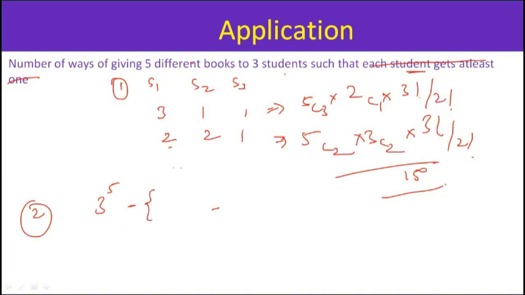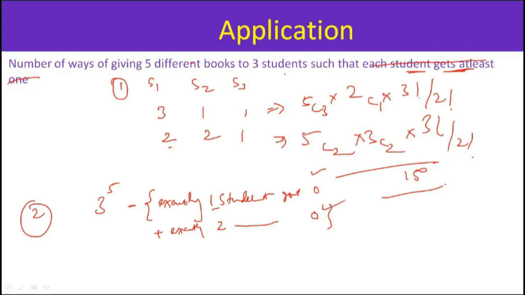So can I say when exactly one student got 0 books, plus when exactly 2 students got 0. These are the 2 cases that I'll have to subtract, right? Because every student should get at least 1. So when any of the students is not getting 1, I'll subtract those cases. So when any one student did not get 1 and when any 2 students did not get any, right? Is this clear? That this is what is asked in the question. Anyone has doubts here?